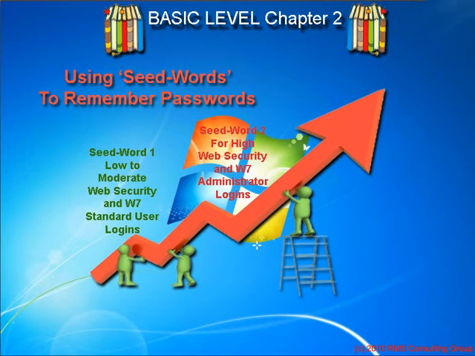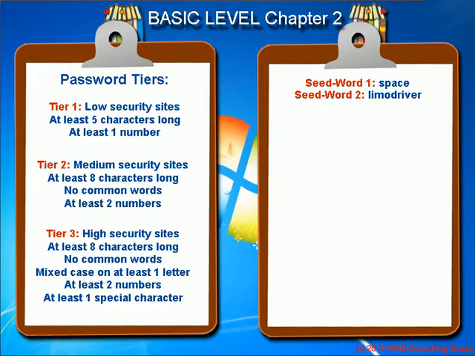Okay, let's use an example to make this a lot more clear. I know it's a bit confusing. Let's choose 2 seed words that you might easily remember. These should not reflect parts of your name, your wife or child's name, or your dog's name, or any other obvious component in your life. Of course, as you put this system into action in the real world, you would select different combinations than the examples I'm giving here. So, for seed word number 1, I'll choose space. For seed word number 2, I'll choose limo driver.